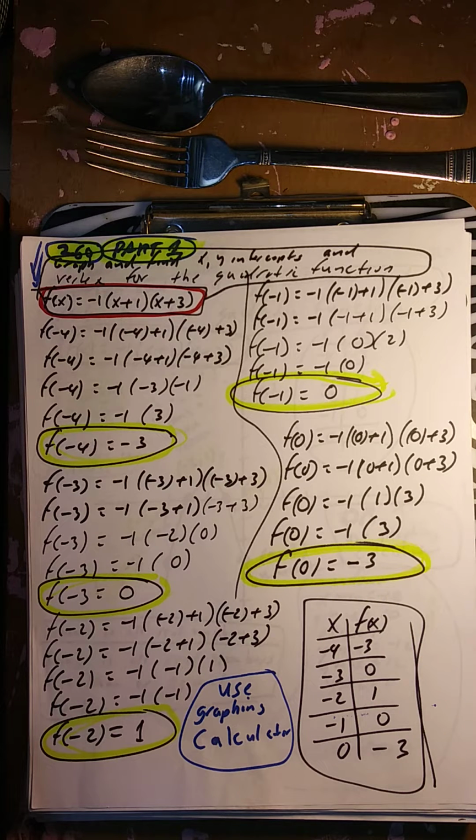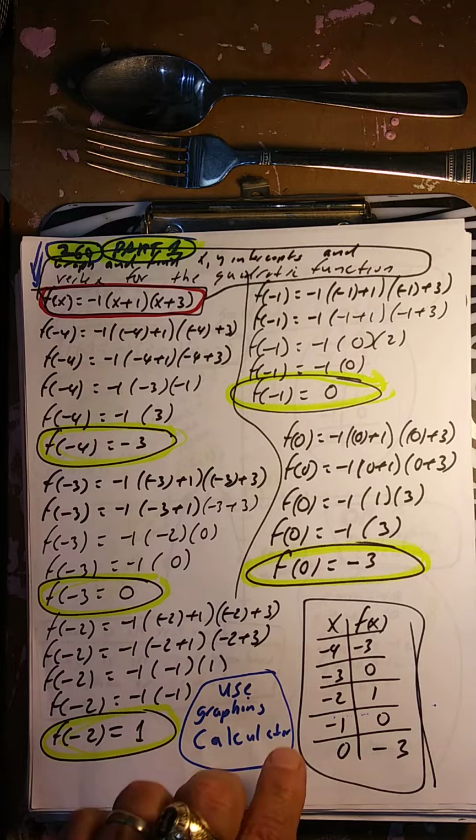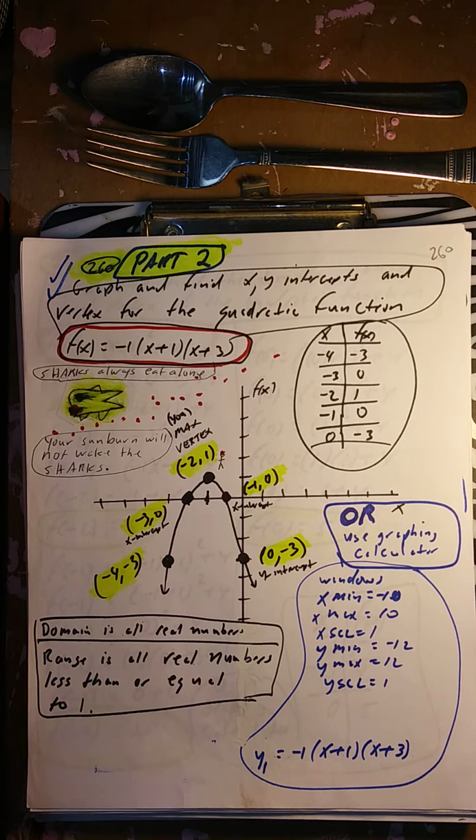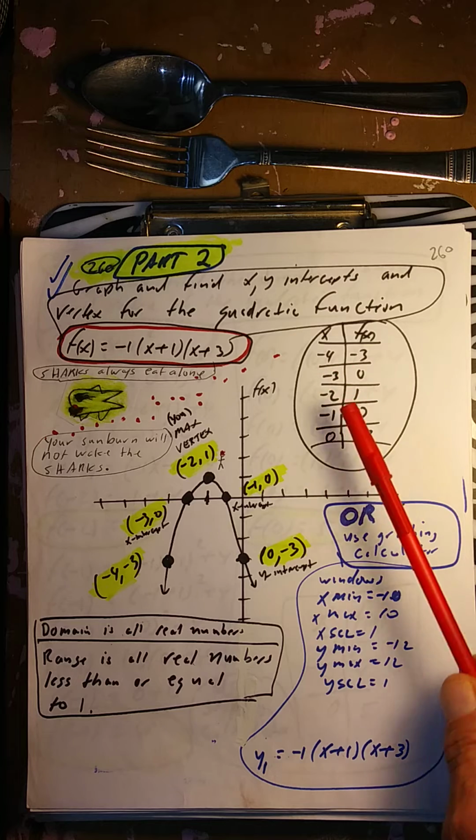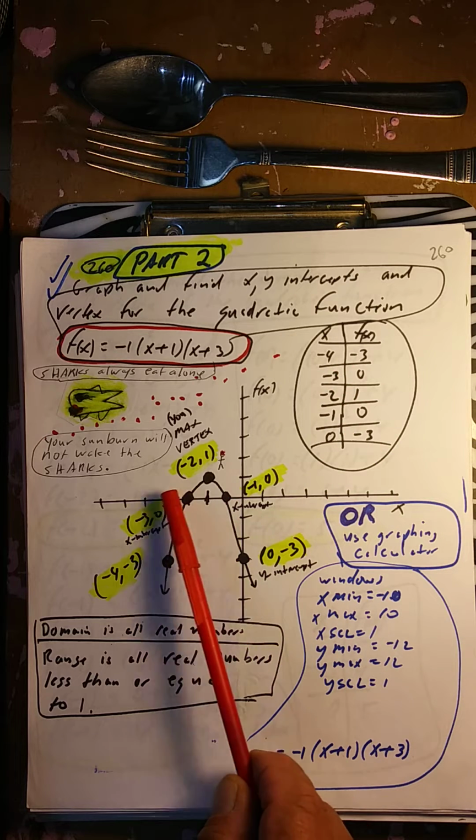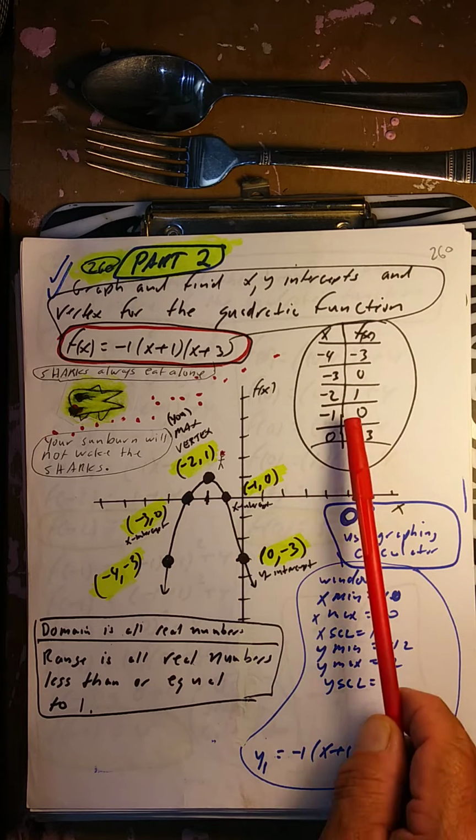Again, you can use a graphing calculator. I would, to do these calculations. So what's going to happen? Here we go. -4 and -3. Go here. -3, 0.